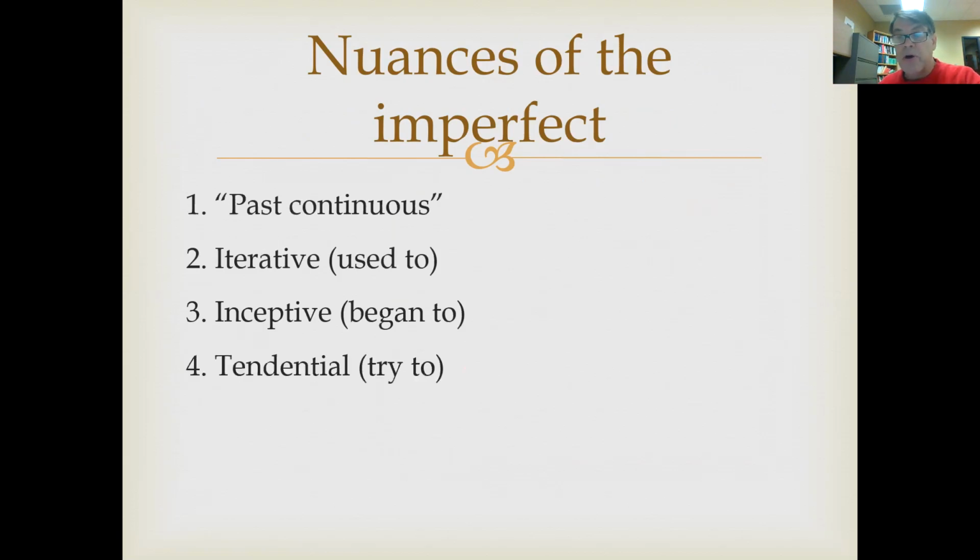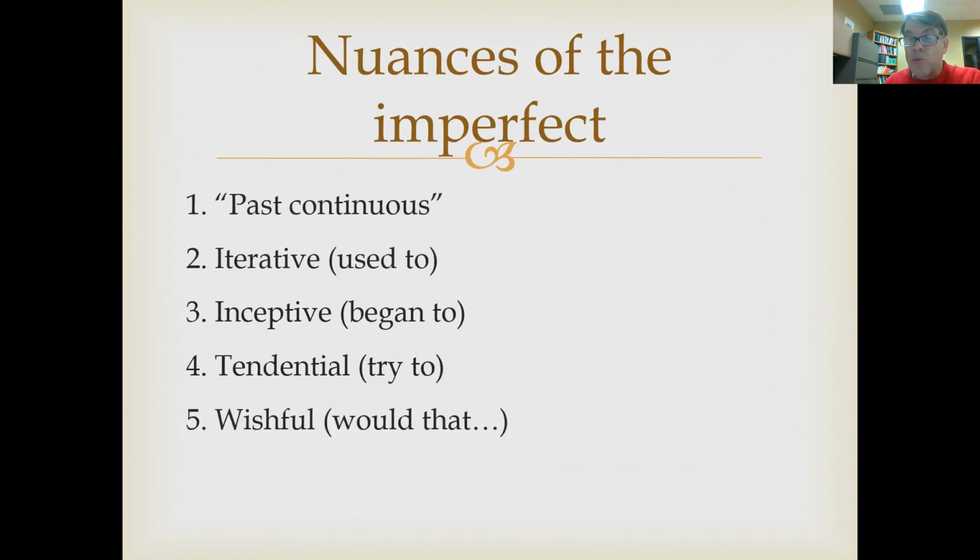There's also, we called it a voluntative present tense, I think. I can't remember, but try to. If you add the words "try to," that's a tendential imperfect. And again, I was trying to. Maybe that's the translation. But it's something that happened continuously in the past.